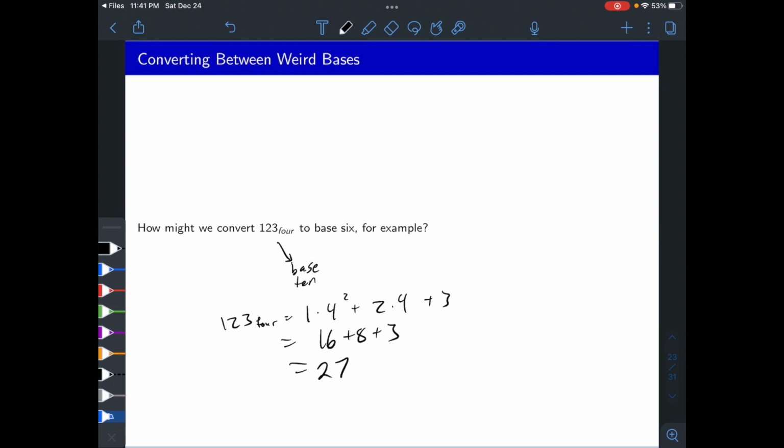All right, well, what is 27 in base 6? What are my place values? 1, 6, 36, and so on. So 36 is too big. We can have 4 groups of 6. That would give us 24, and then we'd have 3 left over. So this would be equal to 43 base 6.